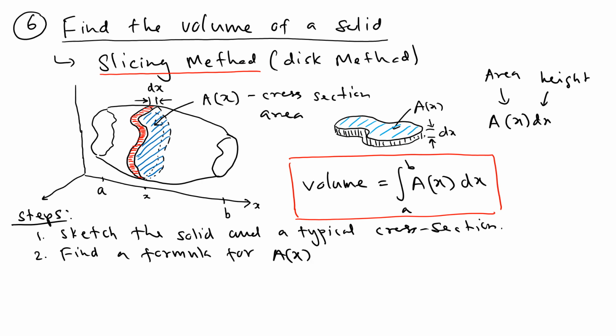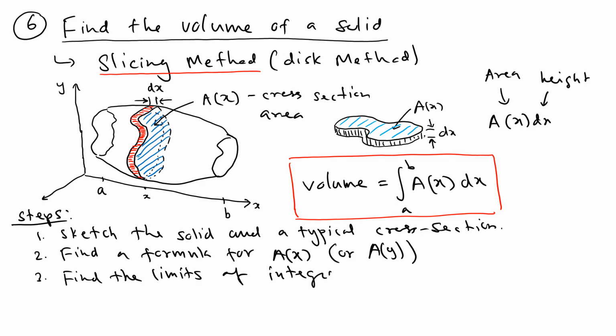Or A(y), because sometimes it is easier to do it the other way, because you can cut perpendicular to the x-axis or you can cut perpendicular to the y-axis. Sometimes there are objects where it is easy to take the cross section perpendicular to the y-axis. So it depends on the situation. It's A(x) or A(y). And then the third one is we're going to find the limits of integration.